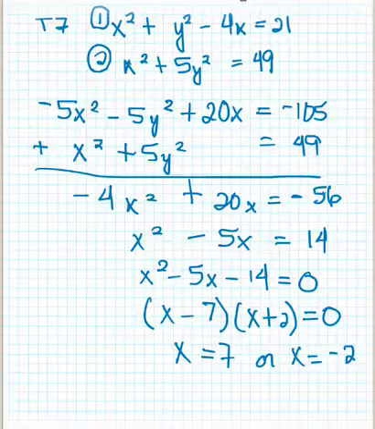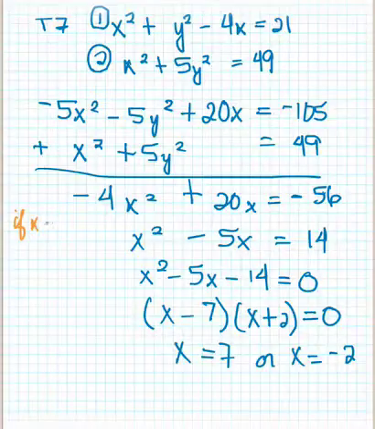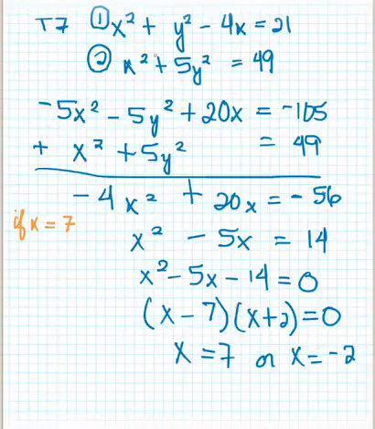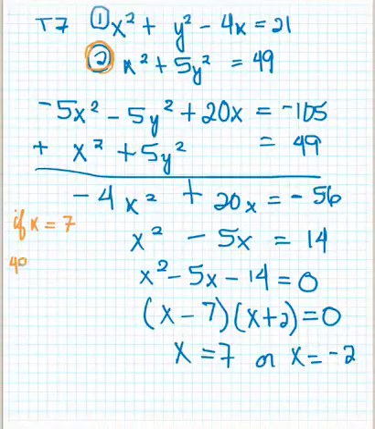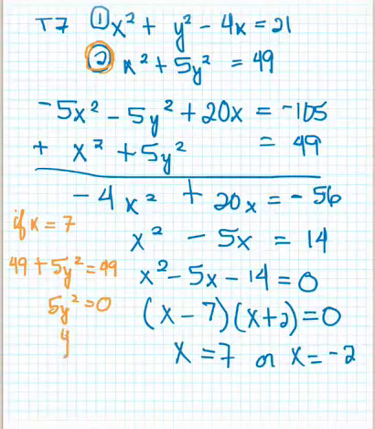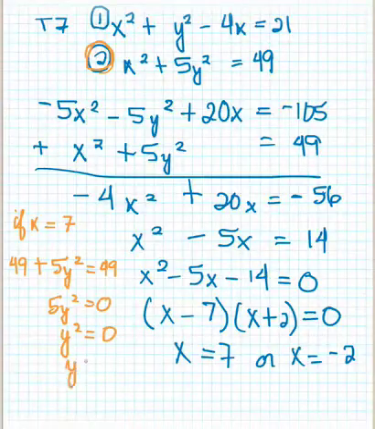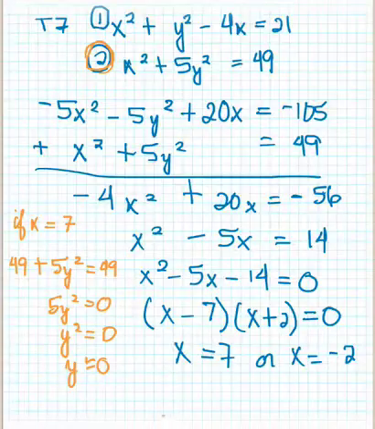All right, now I'll come over here and I'll say, okay, if x equals 7, then let's put it back in the original equation, one of the equations. I'll put it in the second equation right here, okay? If x is 7, I'm going to have 49, right? Because 7 squared is 49. Plus 5y squared equals 49. Ooh, look at that. All right, so 5y squared equals 0. So y squared is going to equal 0. So y is going to equal 0. All right, so that's one of my points right there, if x is 7.